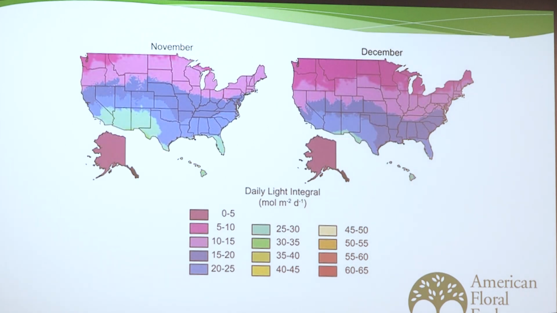Now, look at November and December. In Texas, in the Dallas area, in November we are receiving 15 to 20 or 20 to 25. So that's the ambient light intensity we are getting.